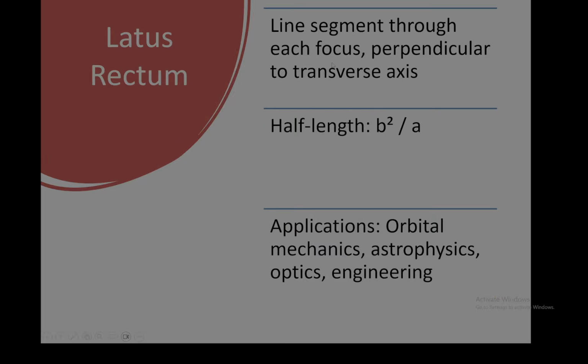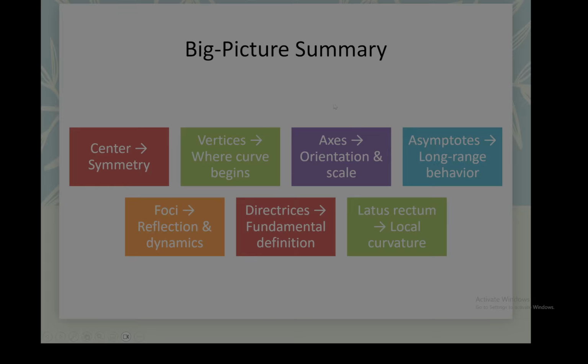The latus rectum is the line segment through a focus, perpendicular to the transverse axis, with half length b squared over a. This one we'll talk about later on when I show you the Python program, where you can see it very clearly. Applications include orbital mechanics, astrophysics, optics, and engineering. That's the application.